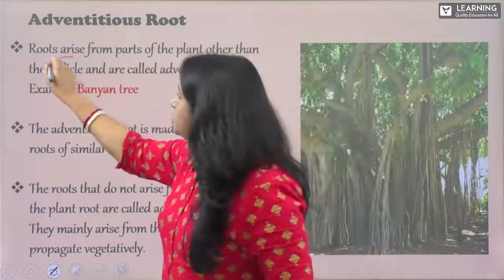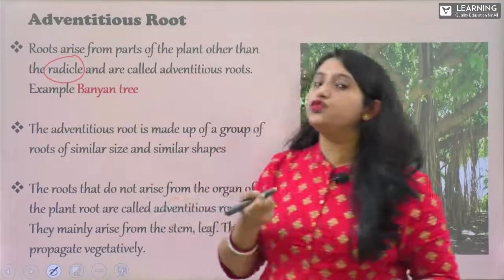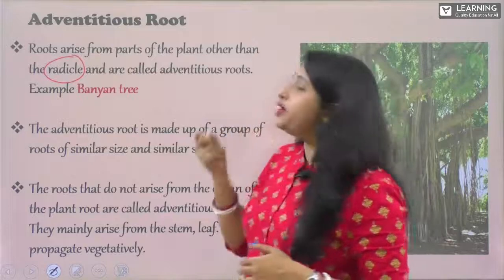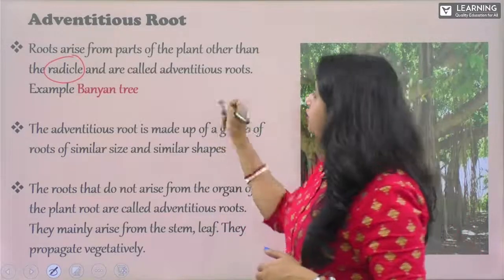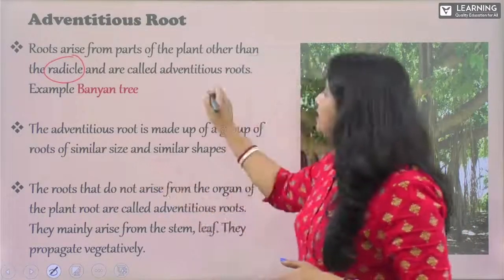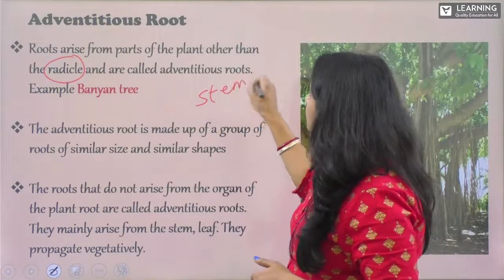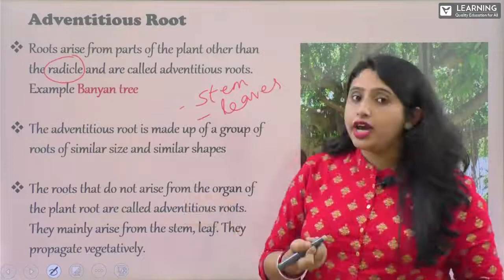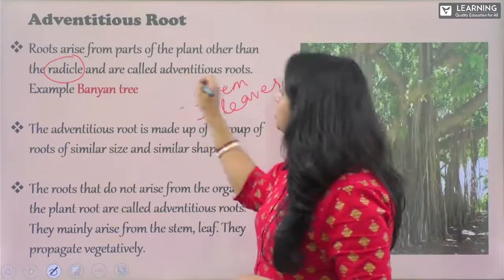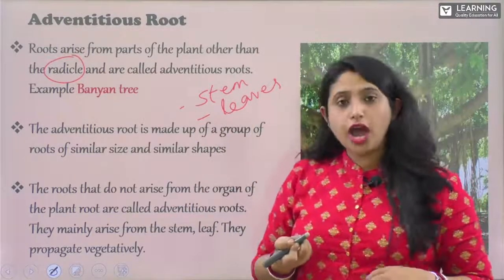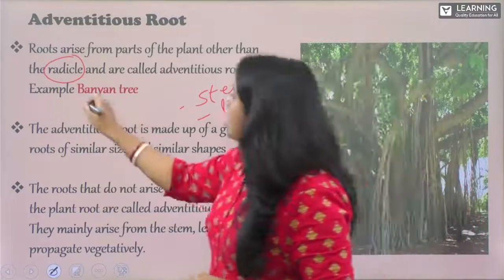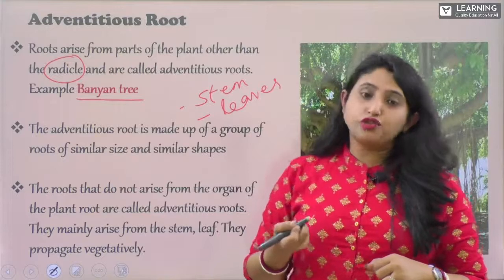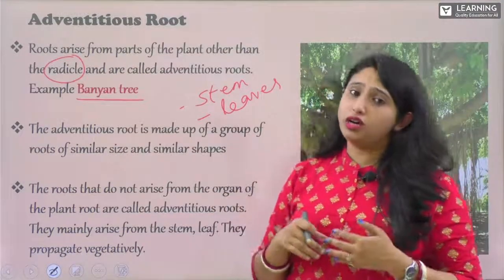Now what do you mean by this radicle? Radicle means from where the roots are arising, right? So they are not arising from the radicle, they will be arising from your stem or from the leaves. They will not arise from the radicle. So this type of roots are called your adventitious roots. Example is your banyan tree. There you will see adventitious roots. From the stem, many roots will come out.